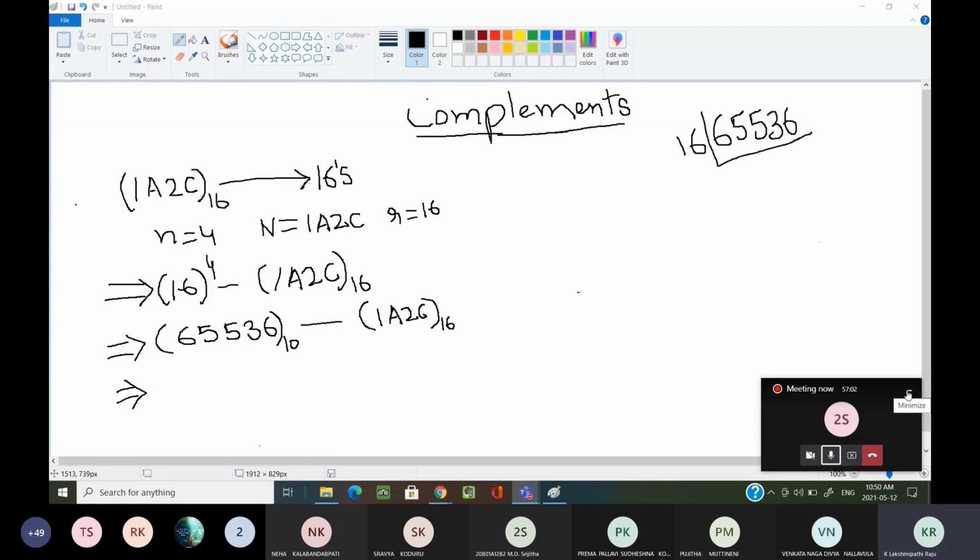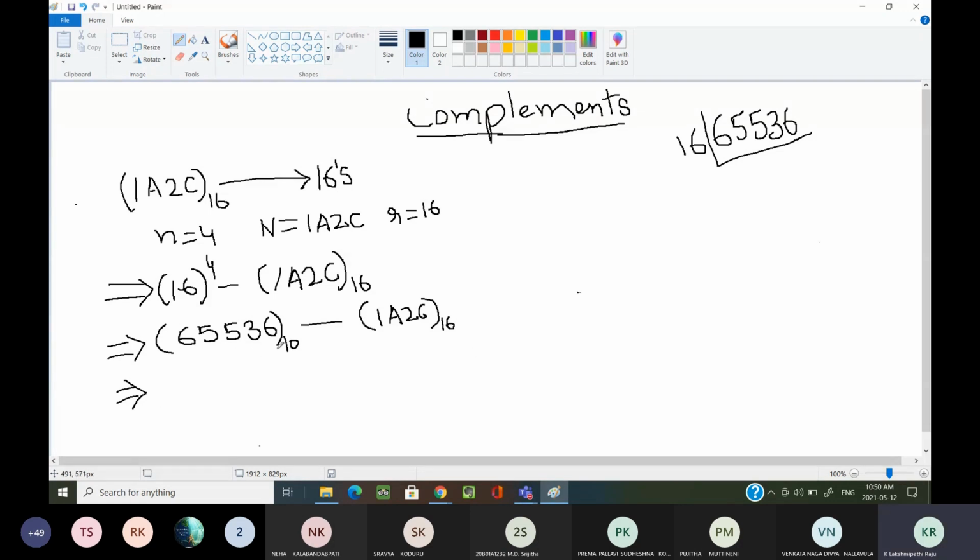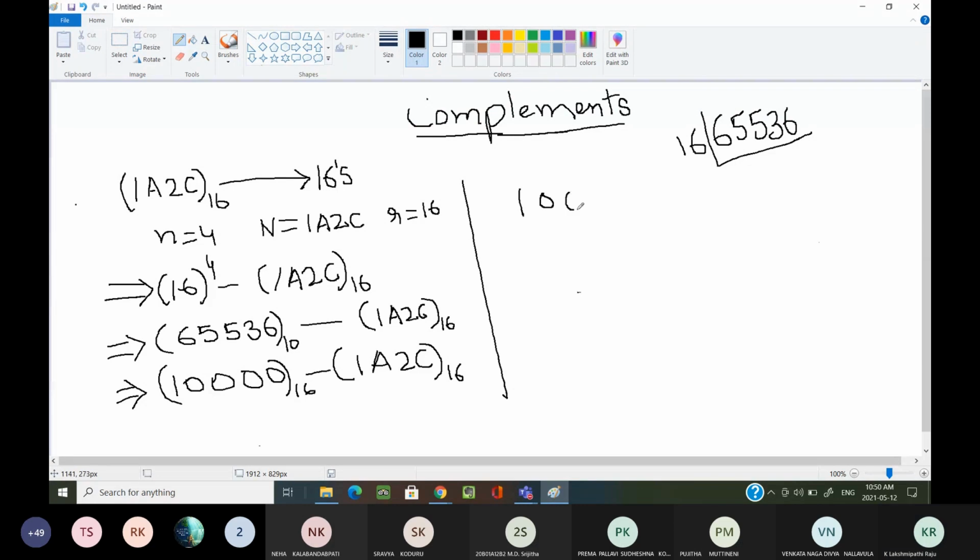Now we have to calculate the hexadecimal for the given decimal number. What we are going to get is 1 followed by 4 zeros of hexadecimal. Now we have to subtract 1A2C from it: 1 0 0 0 0 minus 1A2C.